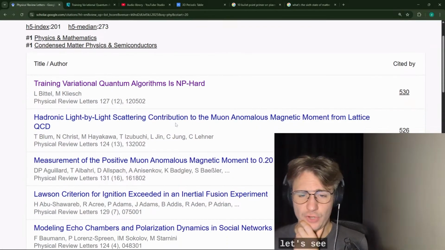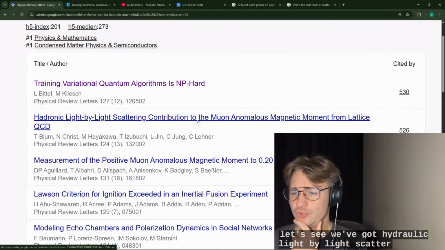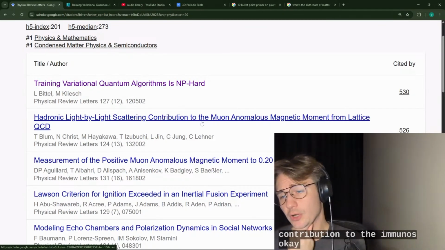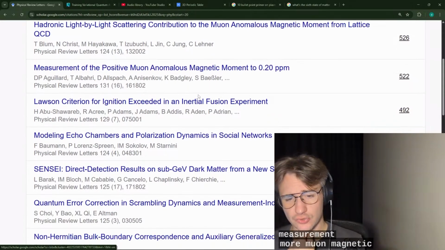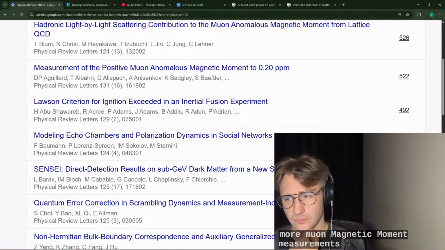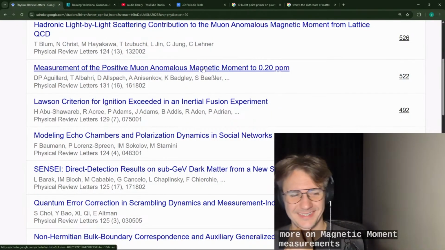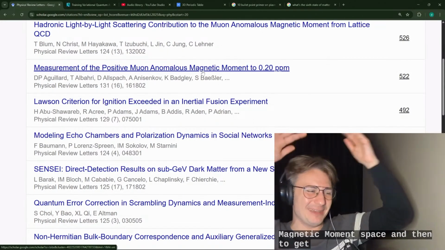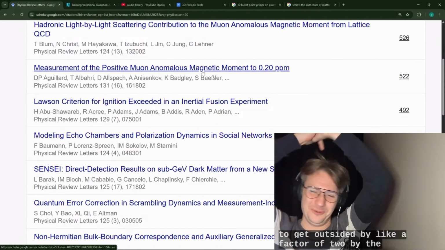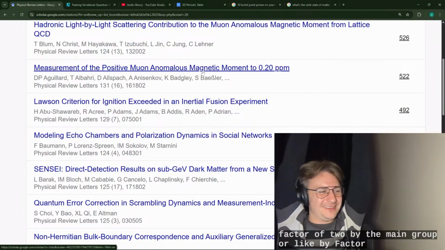Let's see, we've got the hadronic light-by-light scattering contribution to the muon anomalous magnetic moment. More muon magnetic moment measurements. It sucks to compete in the muon magnetic moment space and then get outcited by a factor of 2, or like a factor of 4, by the main group.